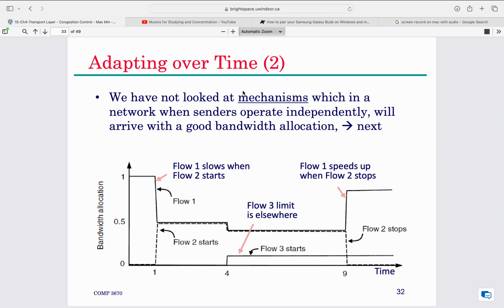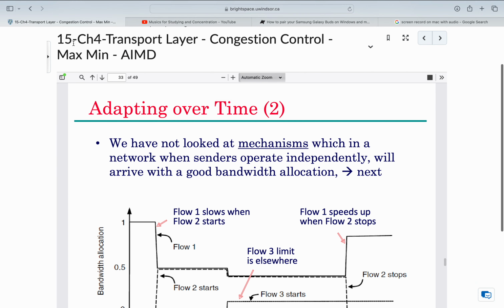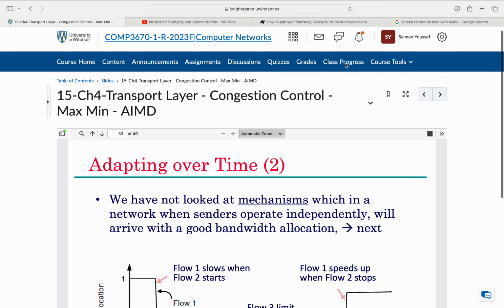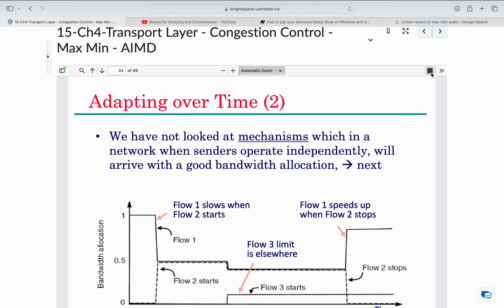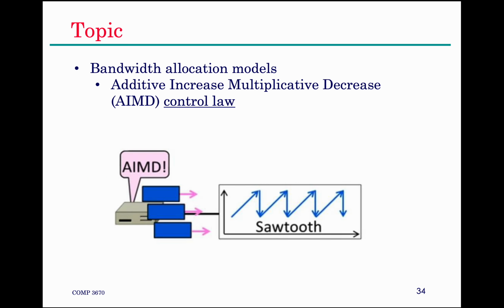Hello. So in this short clip, I'm just going to be discussing this section of slide number 15 from the Computer Networks course. The section that I want to discuss is the additive increase, multiplicative decrease. Okay, so what is this additive increase, multiplicative decrease? It's short form AIMD. It's basically a control law used for bandwidth allocation.